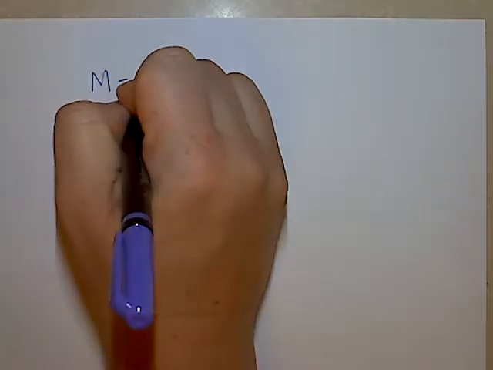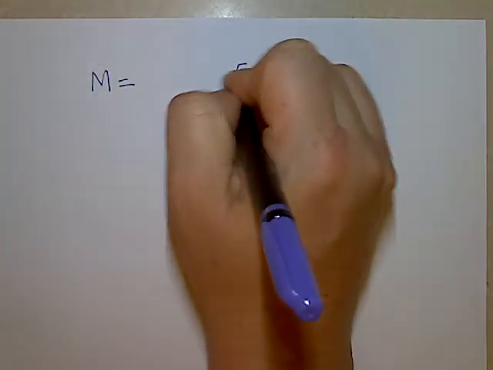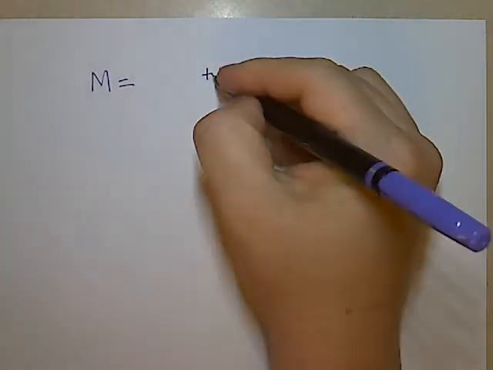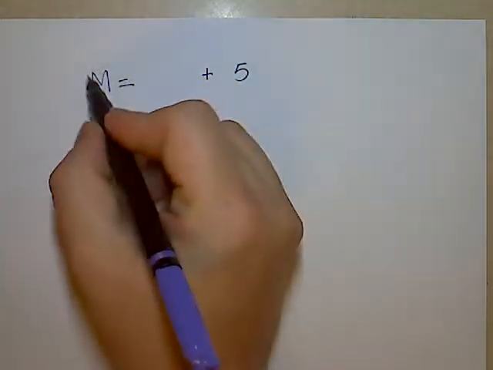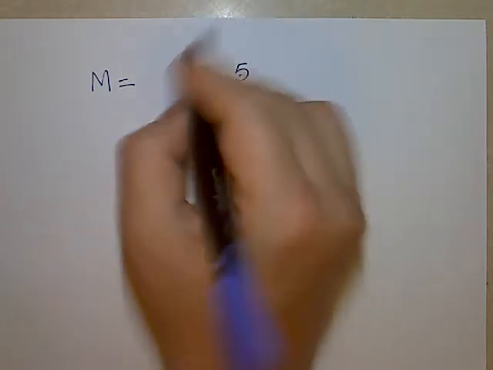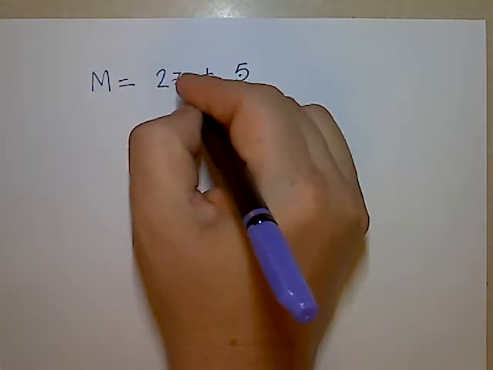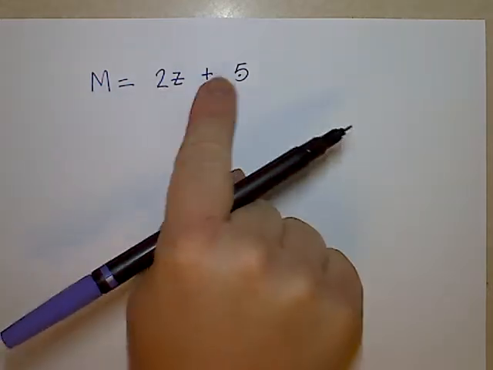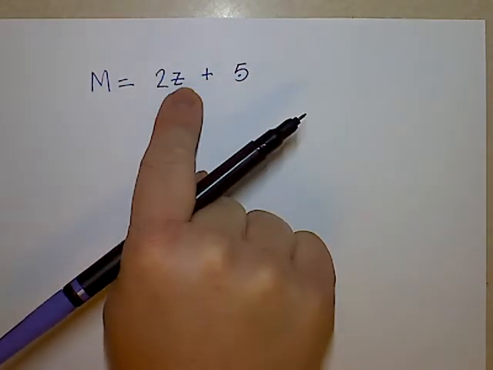Mike scored 5 more than. So more is we're going to add, because we see the word than, this number goes in back. Mike scored 5 more than twice the number of points as Zach. Twice Zach.